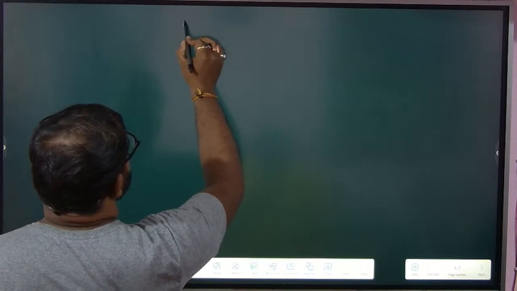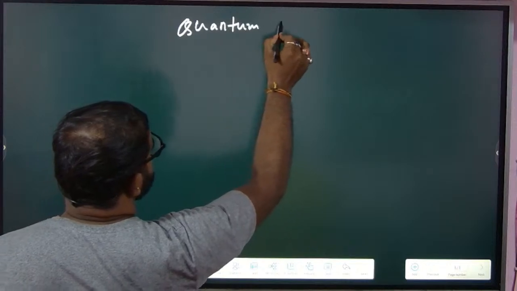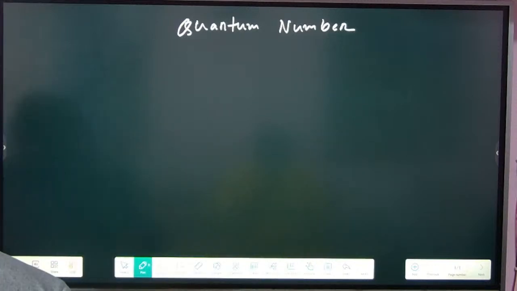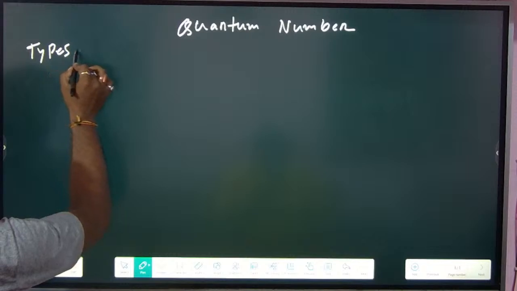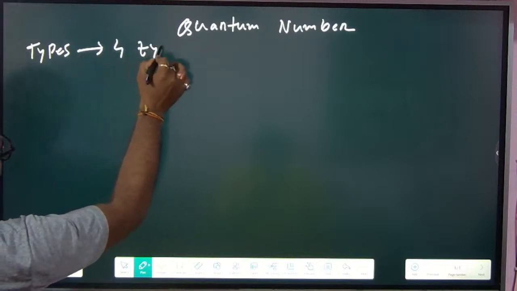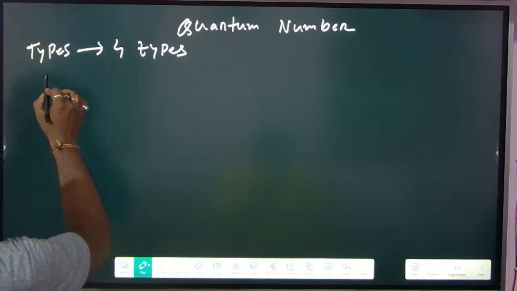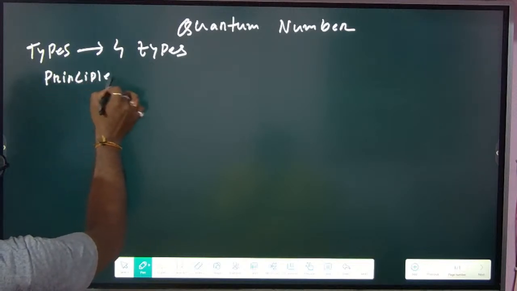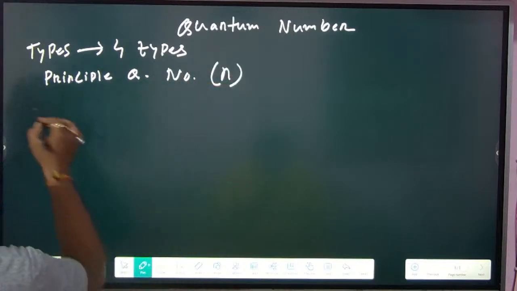The part is quantum number. We all know there are 4 types of quantum numbers, which are principal quantum number, which is denoted by n.